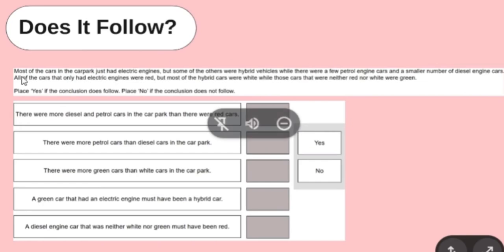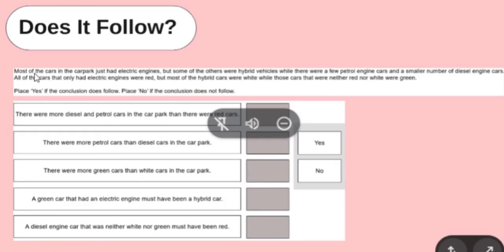Okay, that's quite a lot already. All of the cars that only had electric engines were red, but most of the hybrid cars were white, while those cars that were neither red nor white were green. Okay, a lot of words. Probably should make some notes, but I'm going to read the first statement. There were more diesel and petrol cars in the car park than there were red cars. Okay. So that's asking for obviously addition, I guess, unless they've explicitly stated that.